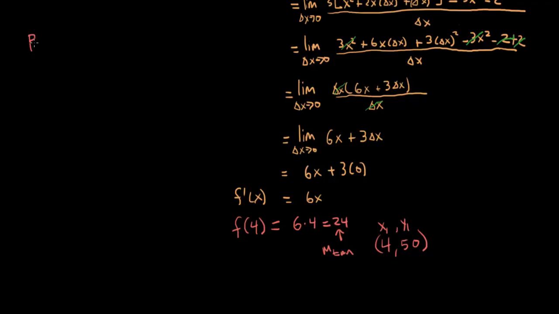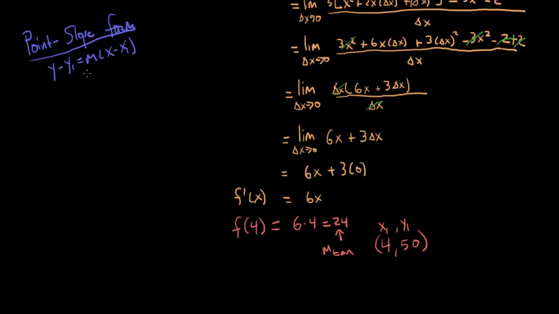Oh, let's change colors anyway. I can't even write. Let's go to purple. Point slope form. Hopefully you remember this, because this will pop up a whole lot. Okay, y minus y1 equals m times x minus x1. That's just a surefire way to find the equation of a line, a linear equation.